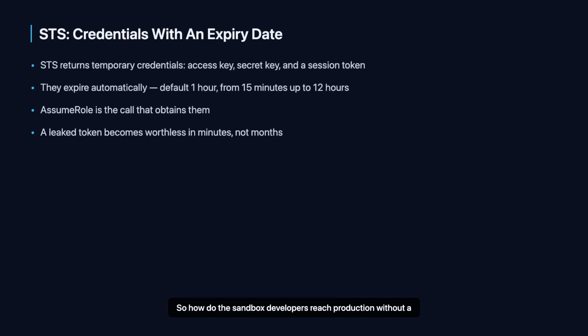So how do the sandbox developers reach production without a permanent key? That's where STS comes in. The security token service returns a bundle of temporary credentials, an access key, a secret key, and a session token. The important part is that they expire on their own. The default is 1 hour, and you can tune it anywhere from 15 minutes up to 12 hours. The call that hands them to you is AssumeRole, and here's why this matters so much. If one of these tokens leaks, it's worthless in minutes, not months.